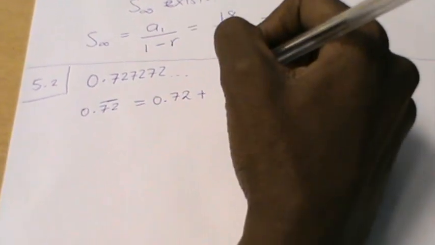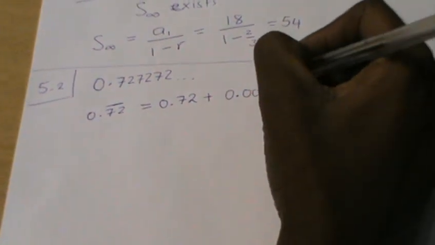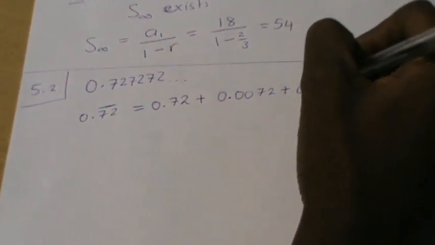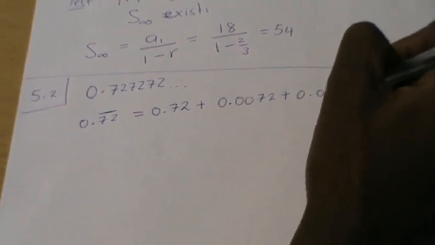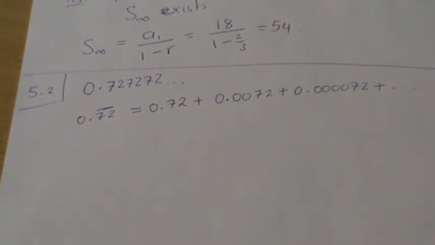I can write this as 0.72 plus 0.0072, for these two, 72, and then I add another 72 at the end, so it's 0.000072, and then it continues in that manner.